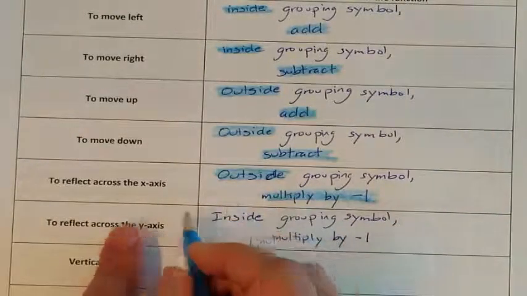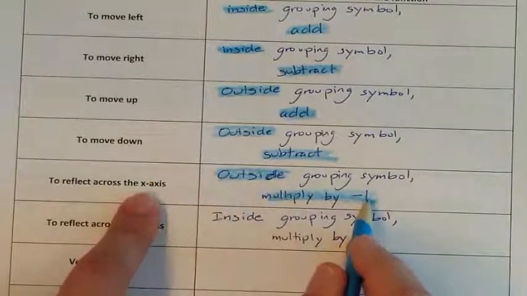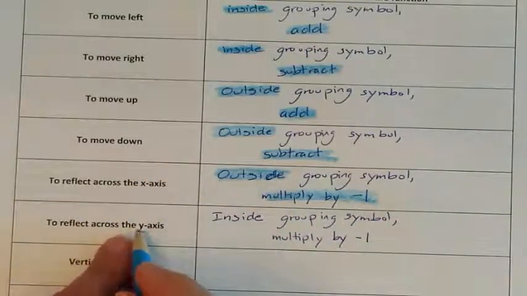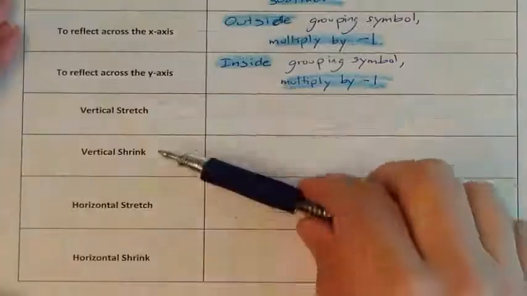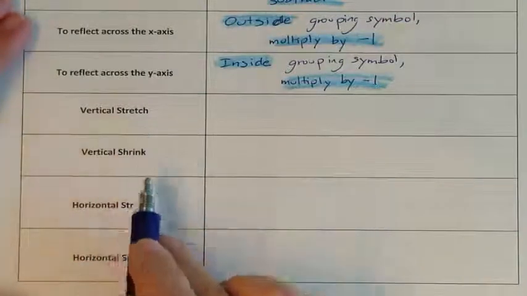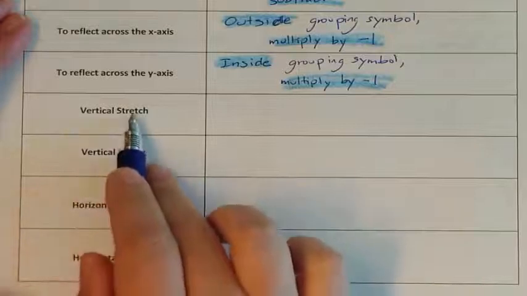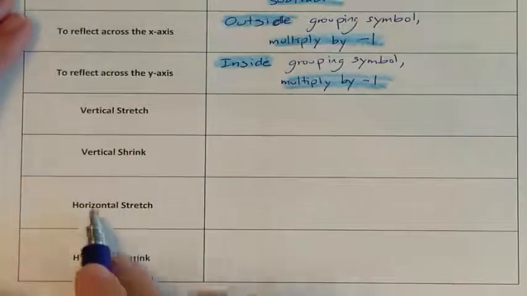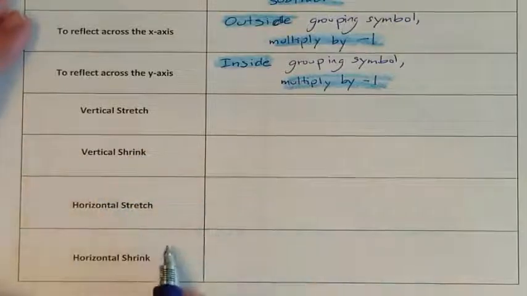Today we will. So if I want to reflect across the x, it's an outside multiply by -1. If I want to reflect across the y, it's an inside multiply by -1. The last four transformations that we need to look at today are stretches and shrinks. And we can vertically stretch or shrink. We could also horizontally stretch and shrink. Verticals will be a review. Horizontals will be new today.